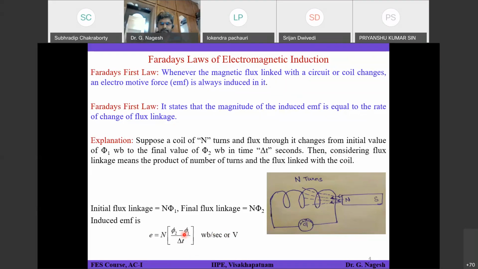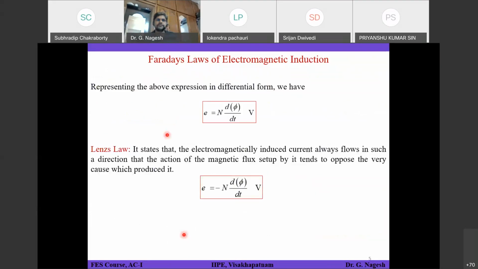Okay, right. So the same expression, if you write in differential form, is E equals n into d phi by dt. Differential means nothing but the change in flux with respect to change in time. So E equals n into d phi by dt volts. This is the EMF induced in the coil of n turns shown in the figure. Okay, so there is one more law called Lenz's law. Lenz's law states that to every action there should be an equal and opposite reaction.